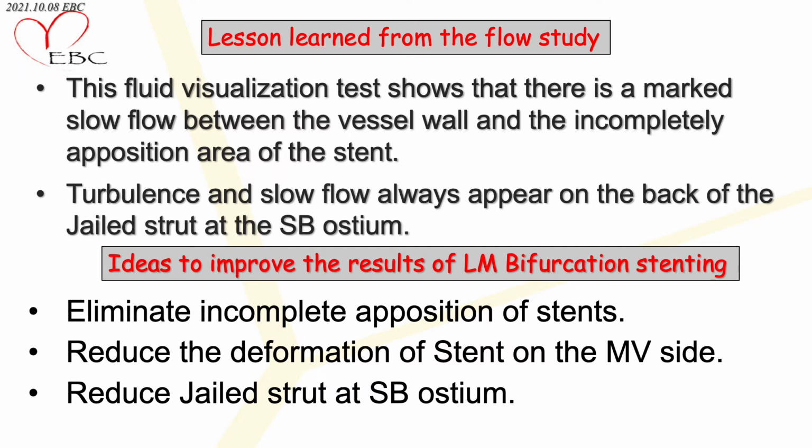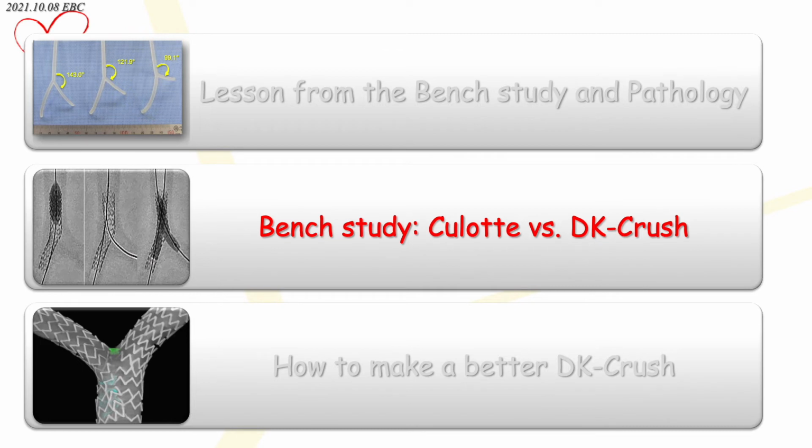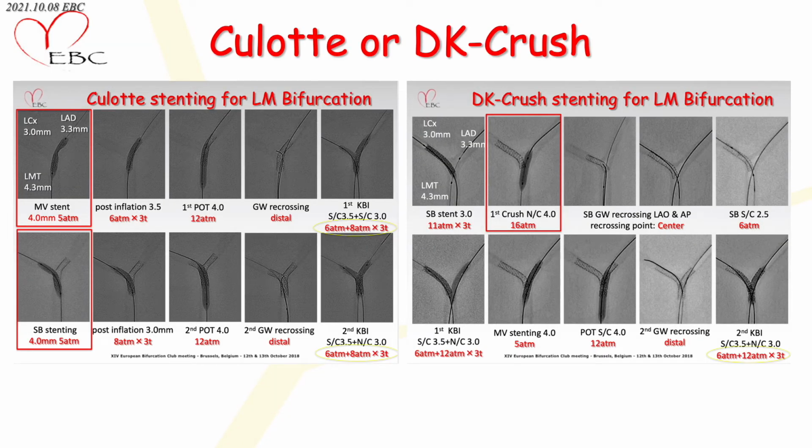Eliminate incomplete apposition of the stent. Reduce the deformation of the stent on the main vessel side. And reduce jailed struts at the side branch ostium. Therefore, we compare the incomplete apposition volume of the Culotte and DK crush methods, which are also used in the two-stent technique. On the left is a flow chart of the Culotte procedure. On the right is a flow chart of the DK crush.